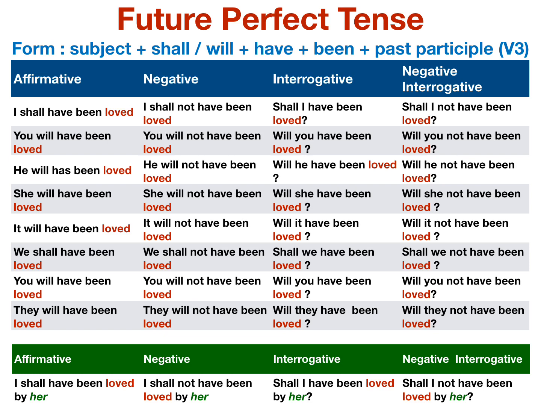Example sentences. I shall have been loved by her. I shall not have been loved by her. Shall I have been loved by her? Shall I not have been loved by her?